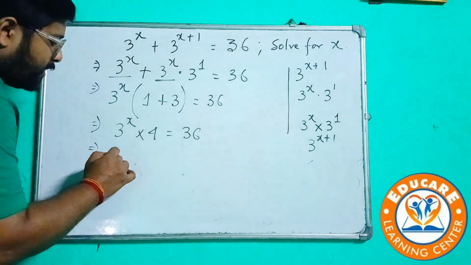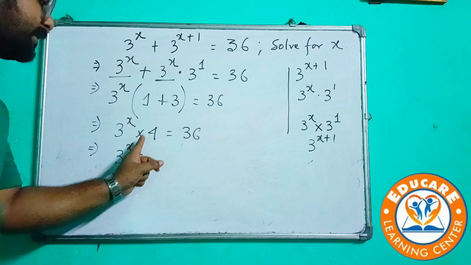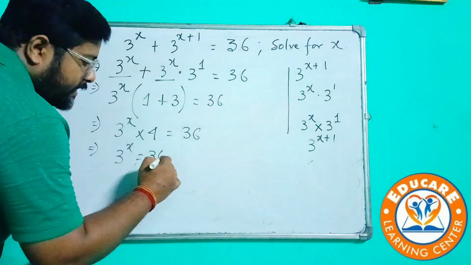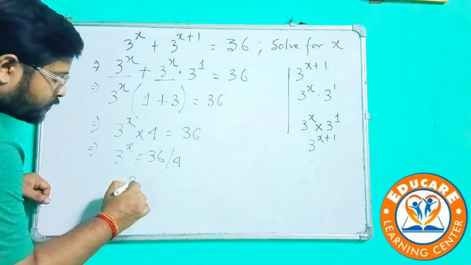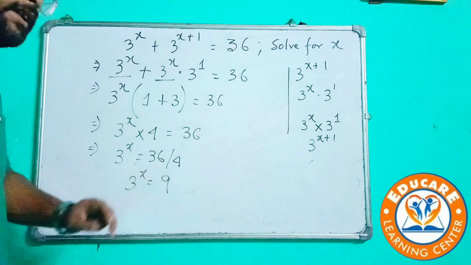So from there, as 4 is in multiplication with 3 to the power x, if we take this 4 to the other side, it will be 36 divided by 4. So 3 to the power x is how much? 9. 3 to the power x is 9, 36 divided by 4.